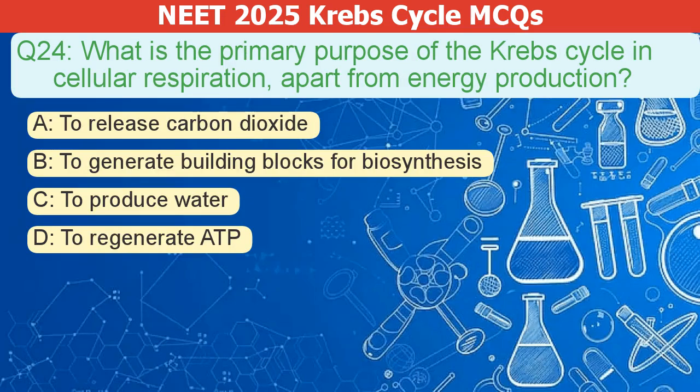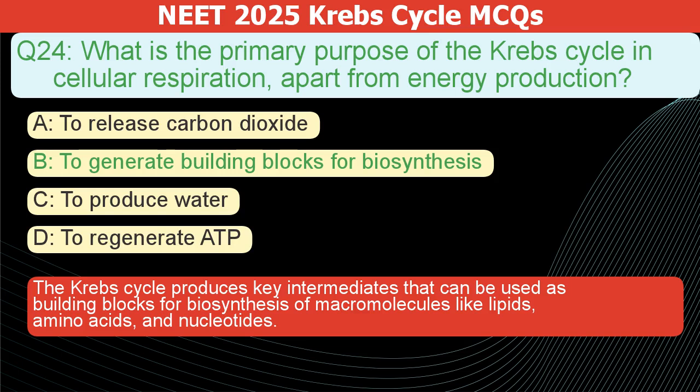What is the primary purpose of the Krebs cycle in cellular respiration, apart from energy production? A. To release carbon dioxide. B. To generate building blocks for biosynthesis. C. To produce water. D. To regenerate ATP. The correct answer is B.